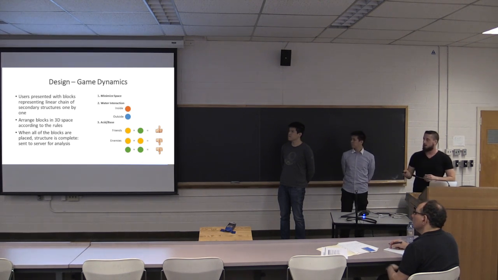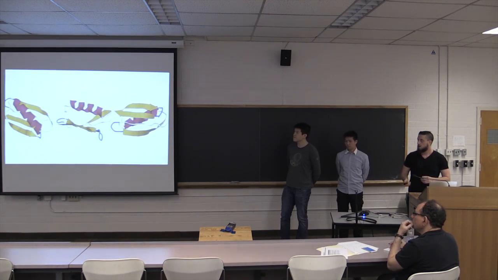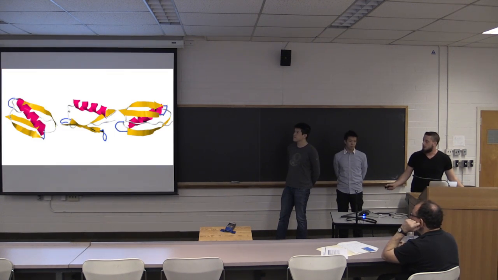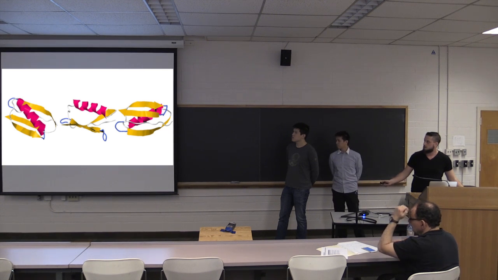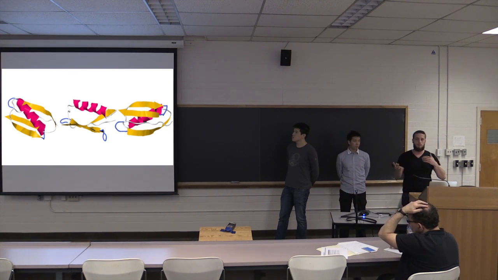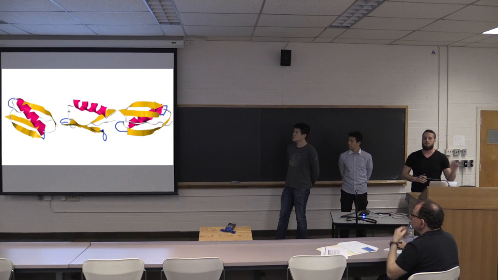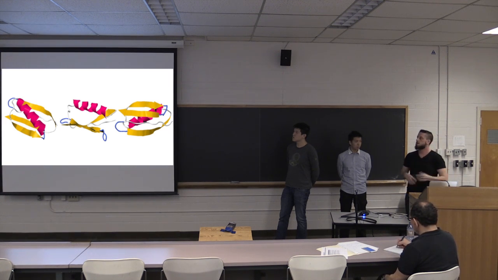So at the end of the day, it'll look something like this. Okay? So this is a simple one. We've got three beta sheets here, one, two, three, and an alpha helix, and you can see how they're arranged in relation to each other. So the users will be responsible for figuring out that structure, and when they submit their answer in terms of blocks, we'll convert it back into something like this, and then that'll give researchers an idea of how it looks.